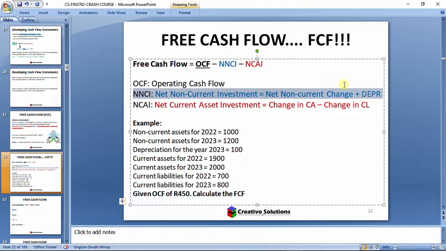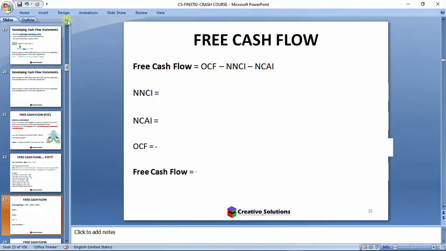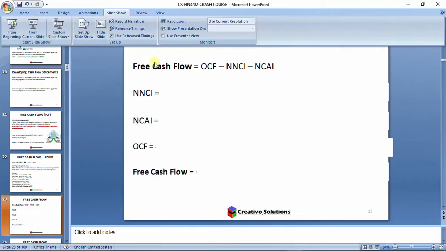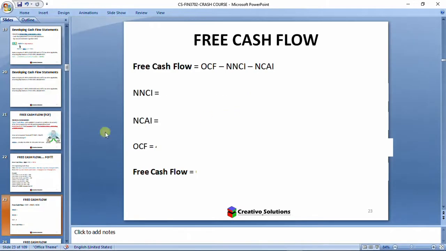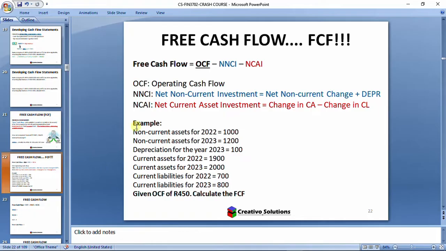Do you have depreciation in this question? Yes. Remember we said depreciation is provided for on what? Non-current assets. So we need to add that back. So what would your OCF be? Not your OCF, sorry. What is your NCI? It would be 200 plus 100. Yes, 200 plus 100 is 300. Good. Happy with that? Yes. Okay, let's go back to the question. Forget about that now. Look at the next one.